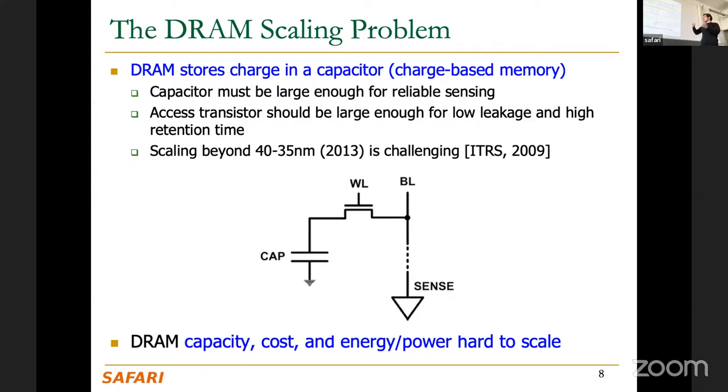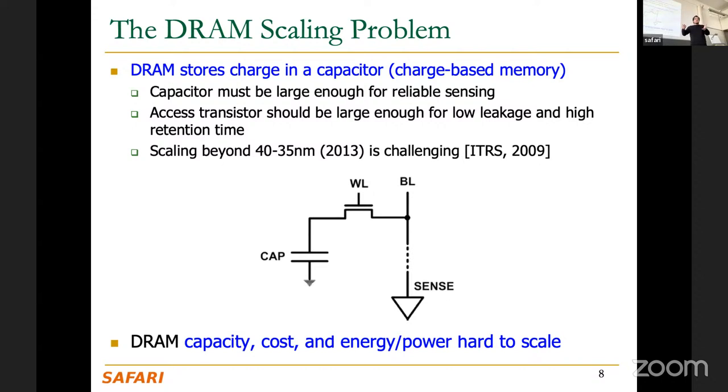This is a DRAM cell, and you see some circuitry that connects it to other components that allows us to read this cell or update the value of the cell in this diagram. A cell stores charge in a capacitor. Basically, you encode data as charge in the capacitor, and if the cell is charged, it stores a logic 1, for example. If it's not charged, it stores a logic 0 value.